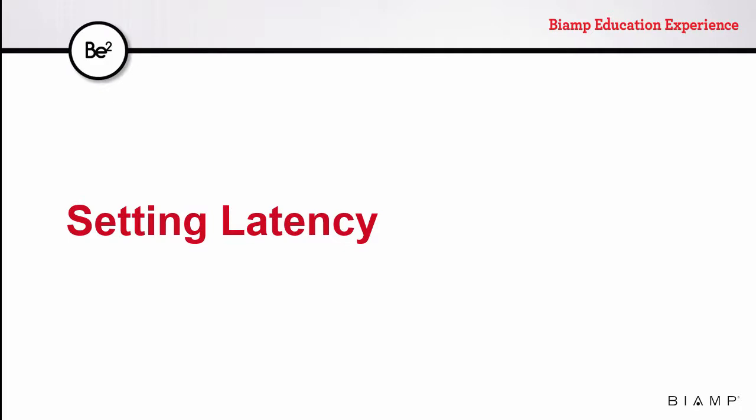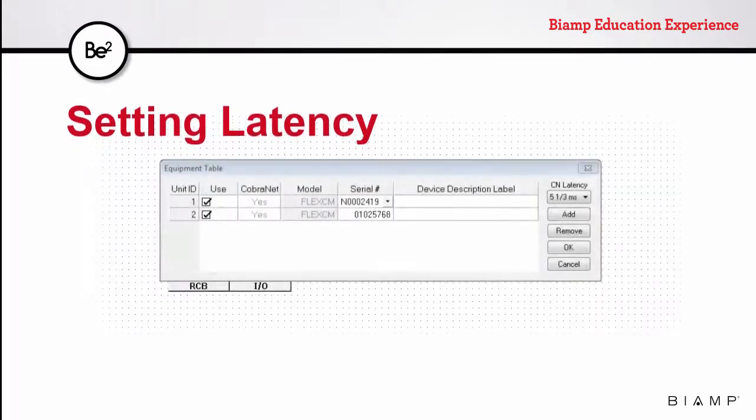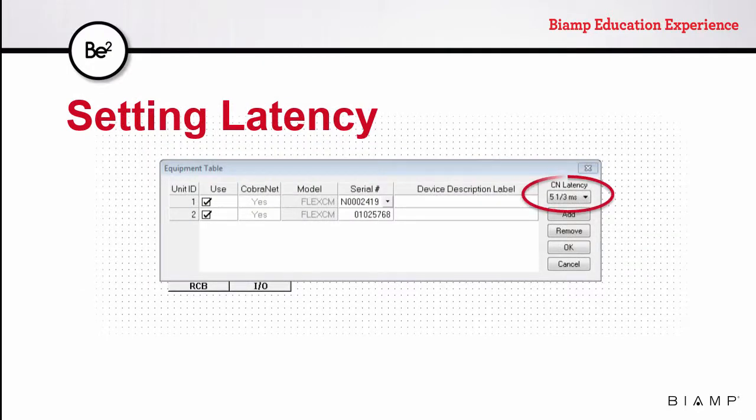Setting the CobraNet latency is done in the equipment table. Remember, this needs to be a global value per system. If you're replacing a device in a multi-unit system, you'll have to be sure this setting is right in order for it to communicate with everything else.